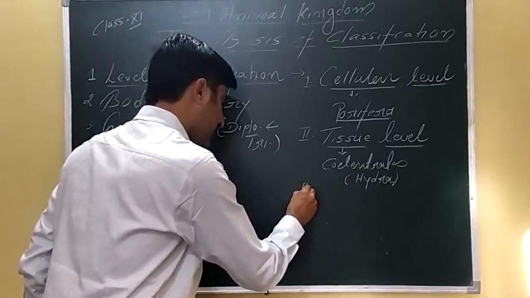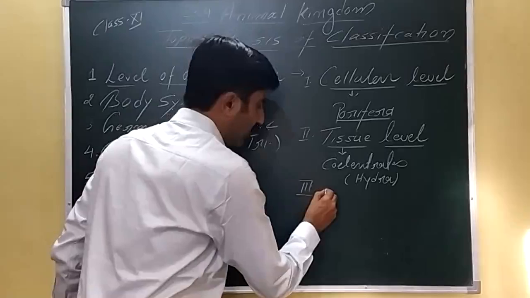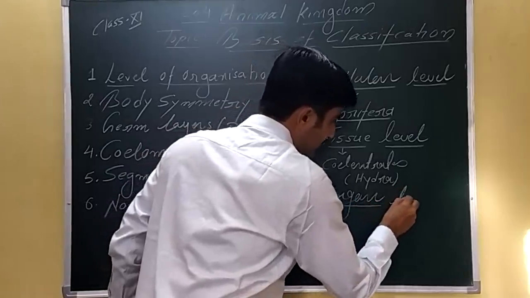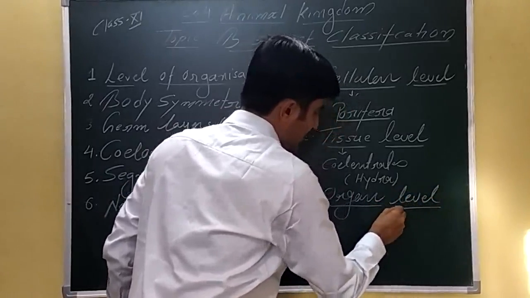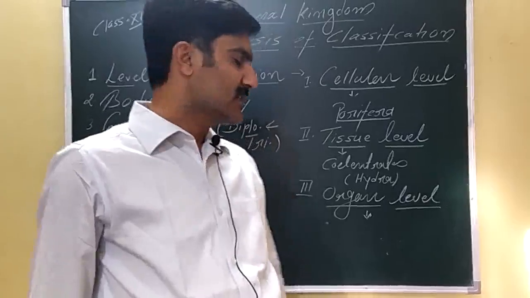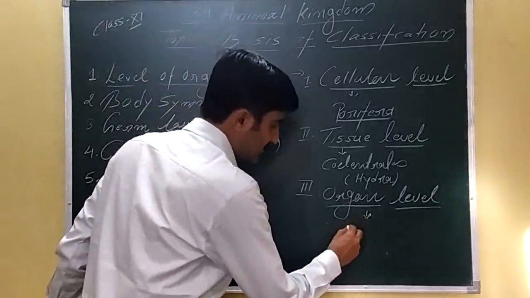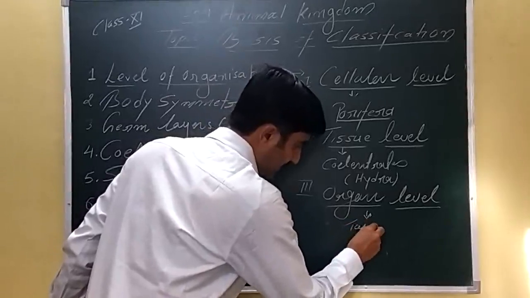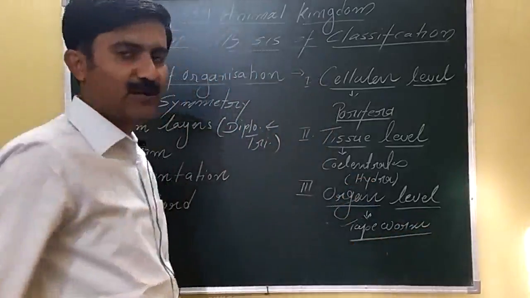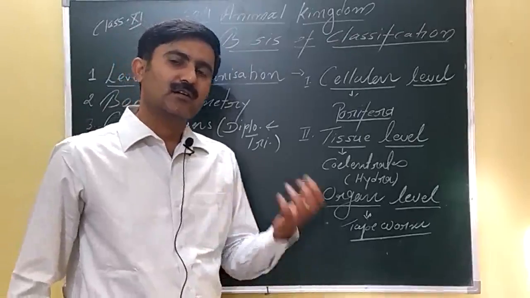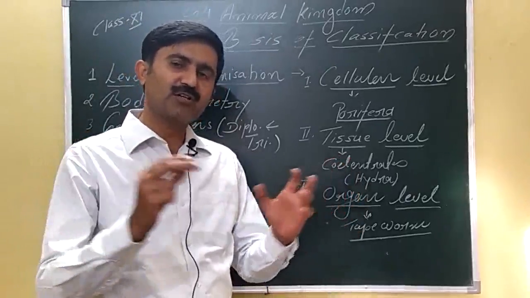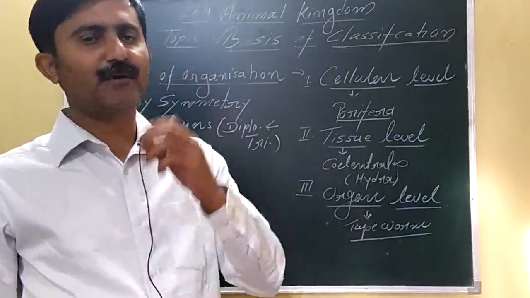Higher than that, we have organisms which have organ level of organization. Different tissues come together and make the organ level of organization. Members of Annelida and Platyhelminthes, like tapeworm, have organs. Members of Platyhelminthes have the organ level of organization. Unlike us, they don't have organ systems. We have a respiratory system, a digestive system, where many organs work in coordination and perform a particular function.